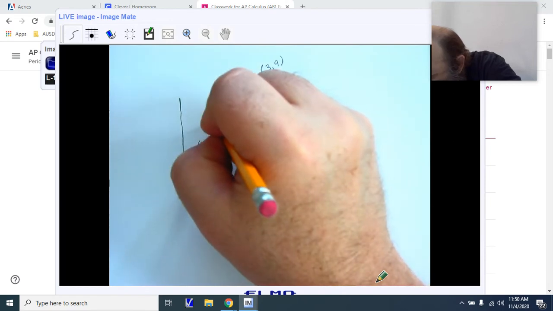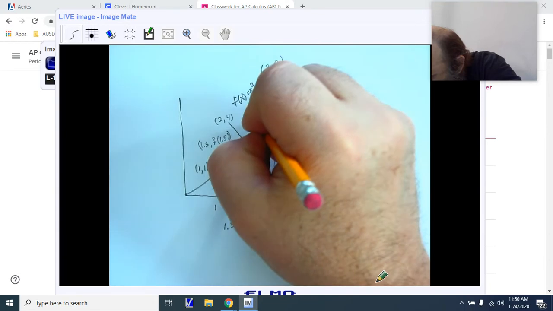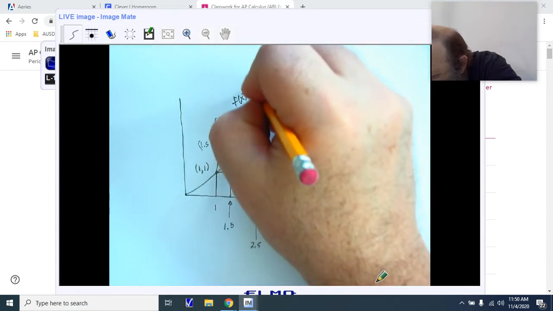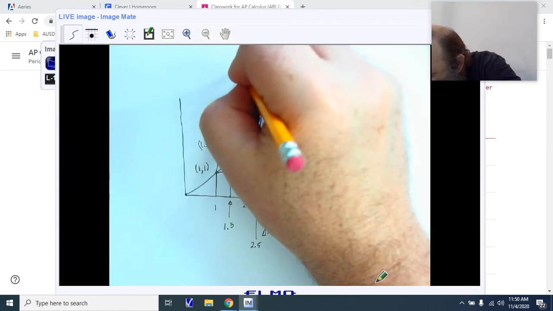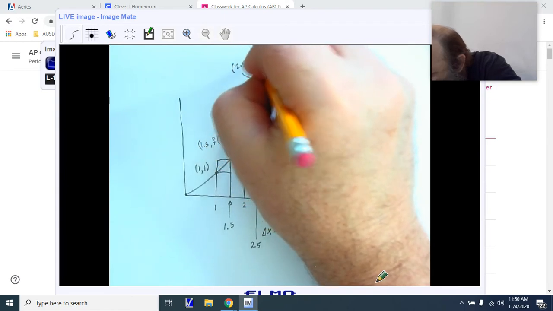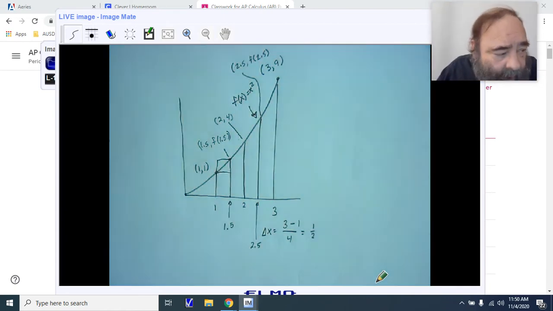This height right here, 2, 4. Then we have this height right here is 2.5, f of 2.5. And we'll need to know what those values are as soon as we start to try to find our total sum.